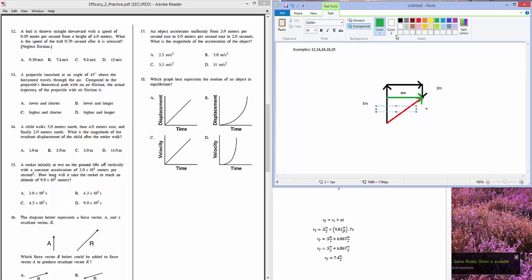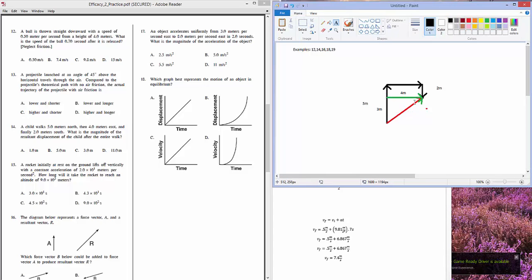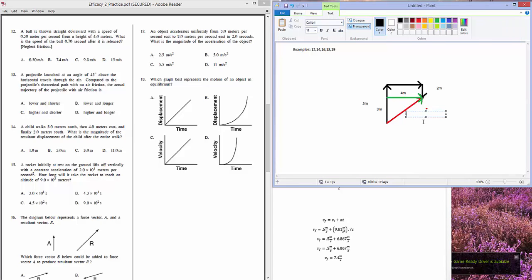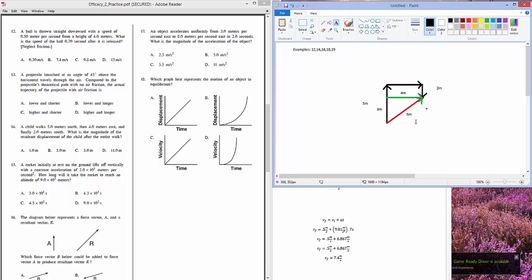Let's do that using black. 3 meters. So basically what we've done now is recreated the journey using a picture. And by making that triangle, we now see that to find that third, unknown side, it's the Pythagorean theorem. But if you know your math, when you have 3, 4, it's considered a special right triangle. This is called a 3, 4, 5 meter right triangle.